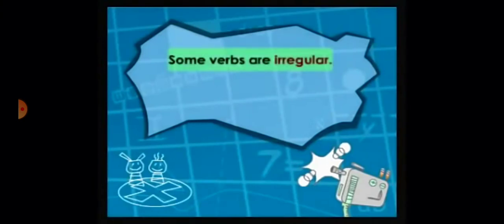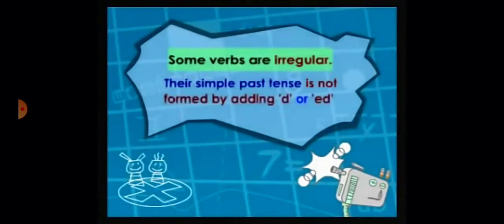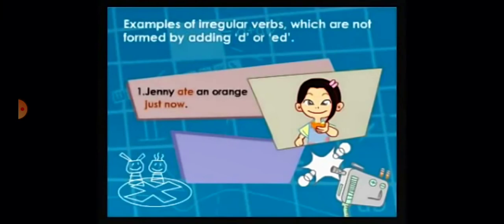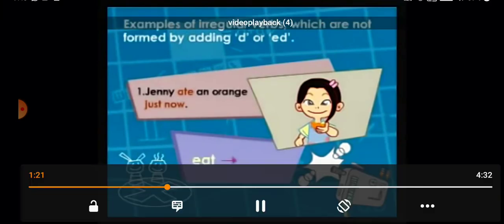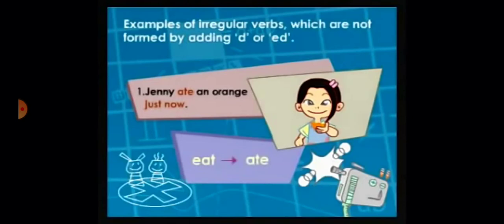Some verbs are irregular, like I said. Their simple past tense is not formed by adding d or ed. So it will get converted into a whole another word. Let's see some examples of the verbs which are not formed by adding d or ed. Jenny ate an orange just now. So eat will become ate. So did we say eated? No. Eated is wrong. Eat is an irregular verb. So we will change it to ate.